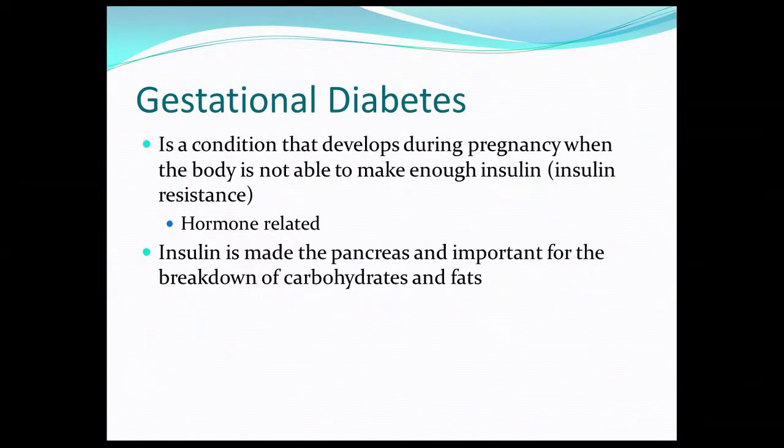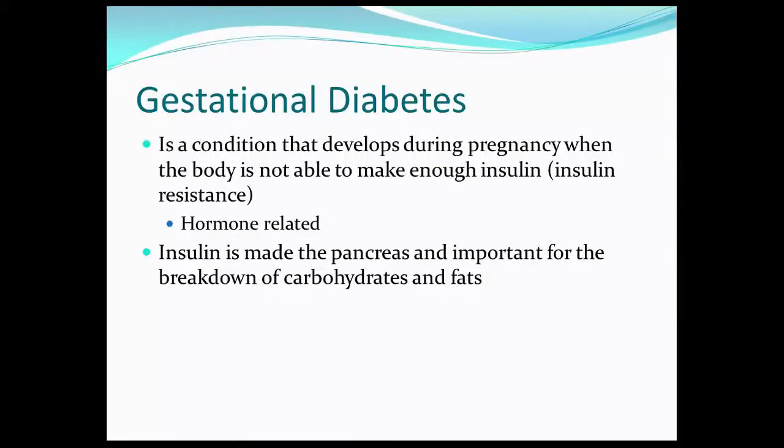So what is gestational diabetes? It's a condition that develops during pregnancy when the body is not able to make enough insulin. And insulin has an important function. It's formed by the pancreas, and its function is to metabolize or break down carbohydrates and also fats. However, due to several hormones that are produced during pregnancy, this sometimes becomes problematic, causing what we call insulin resistance.